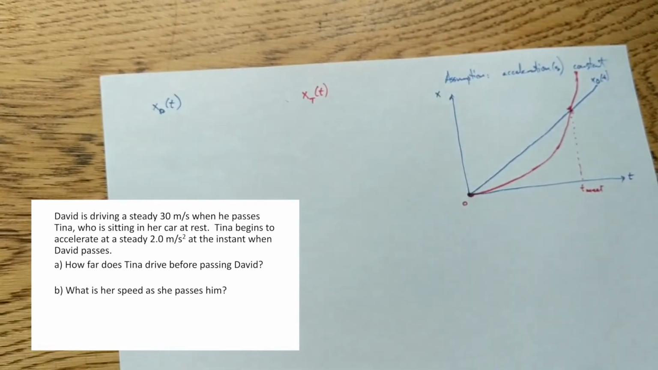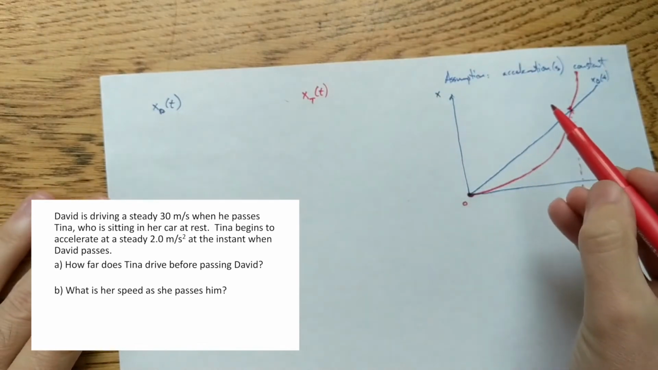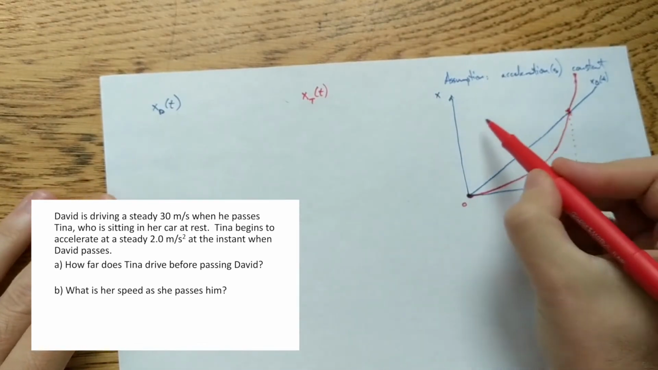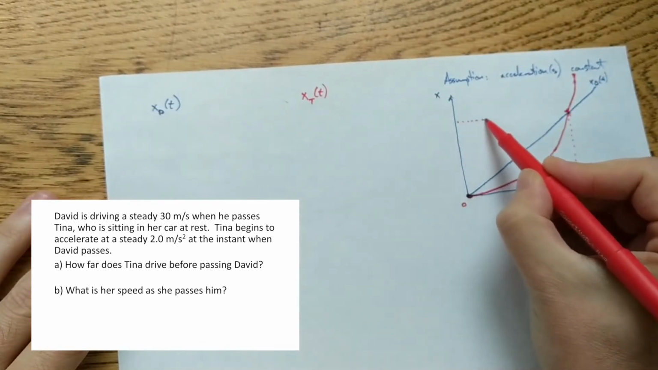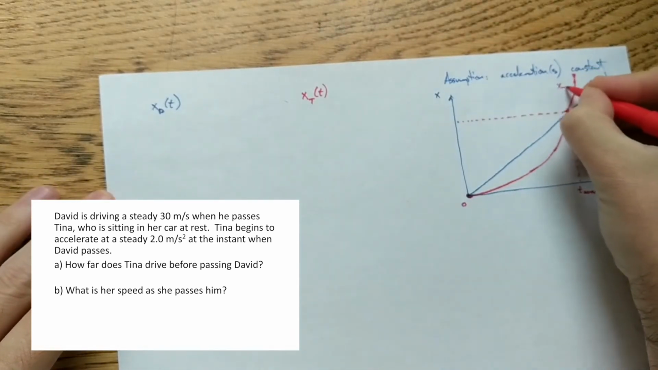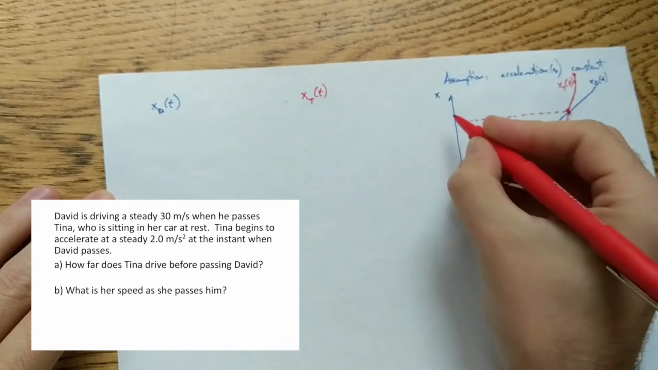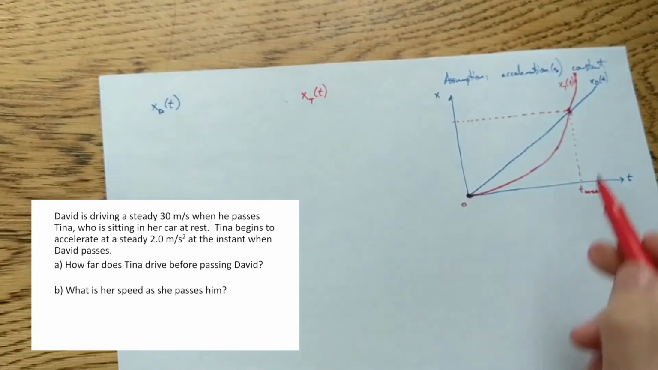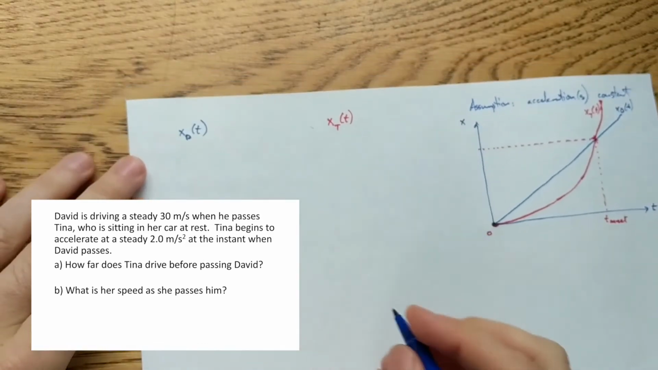And the first question, part A, is asking, how far does Tina drive before passing David? Well, this is how far she drives. So this is x_T as a function of t. This is how far she drives. So we just need to figure that out where they meet. Okay. We use the kinematic equation.